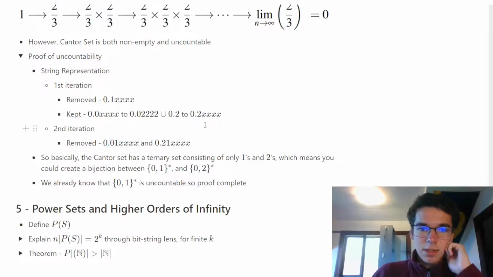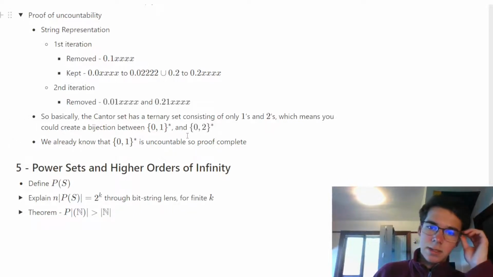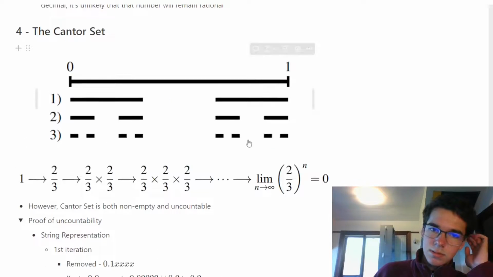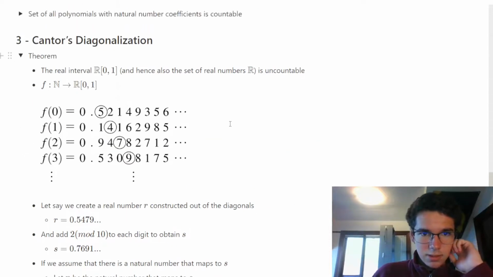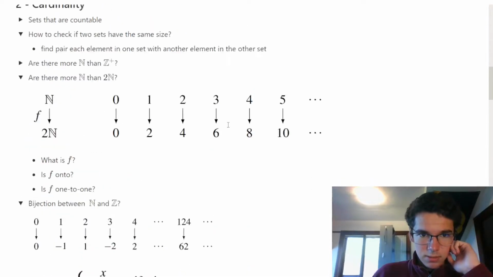We just move the decimal place over. And so what we're saying is that the Cantor set has a ternary expansion consisting of only 1s and 2s, which means you could create a bijection between this and this, and we know this is uncountable. So did I actually say that? I think I might have messed up, actually.